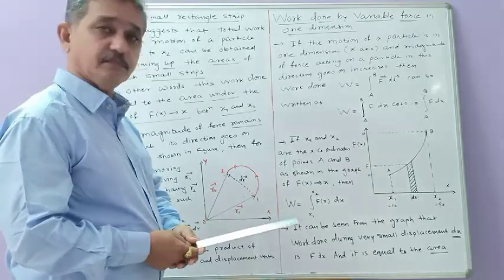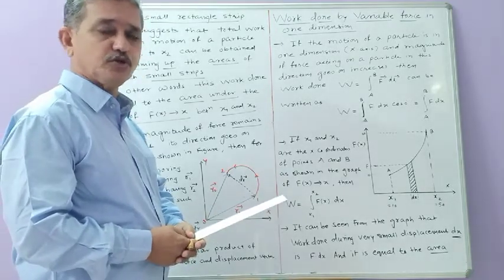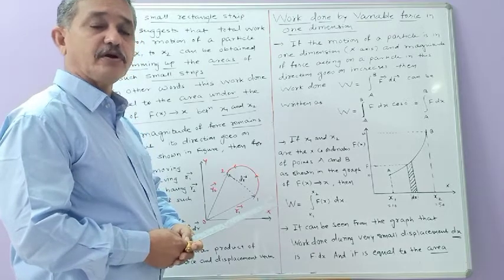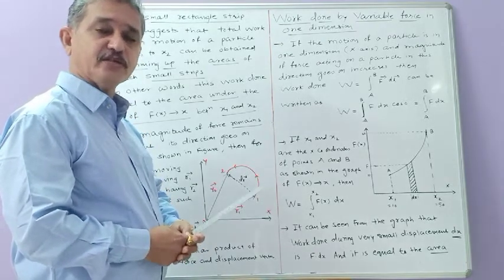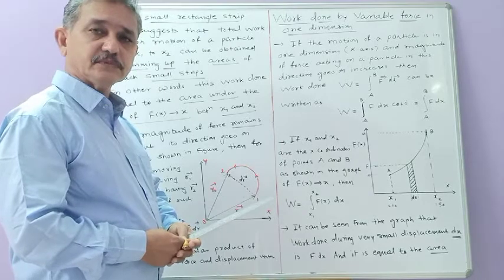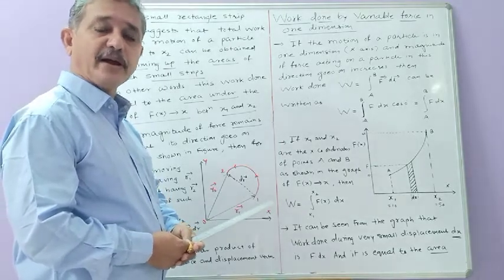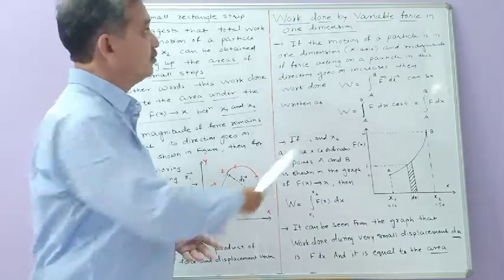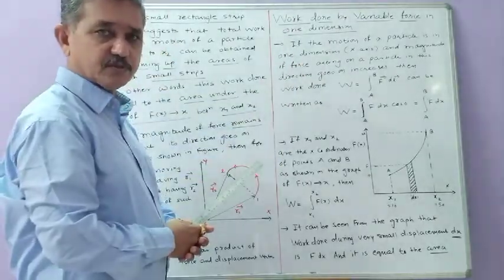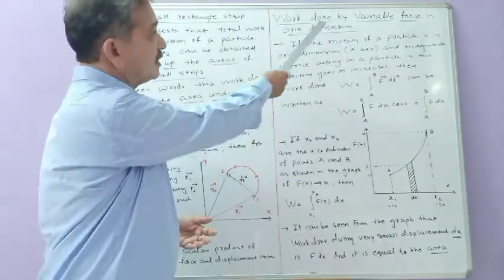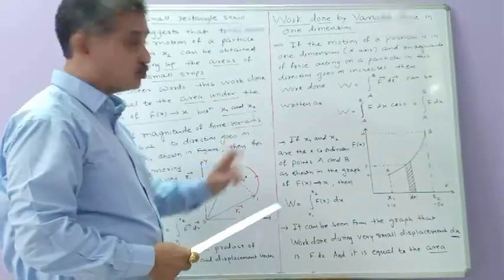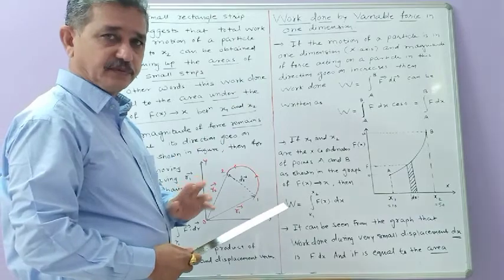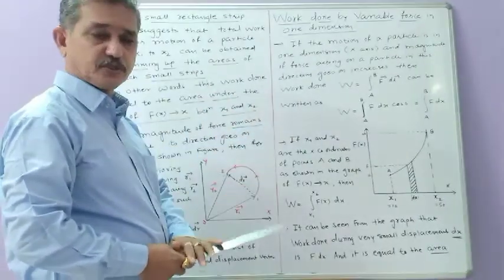Either the magnitude of force goes on changing while the direction remains constant, or the direction goes on changing while the magnitude remains constant, and sometimes both magnitude as well as direction of the force go on changing. Then such a force is known as variable force. But here we have to discuss work done by variable force in one dimension, so automatically it is indicated that the direction of force here remains constant.